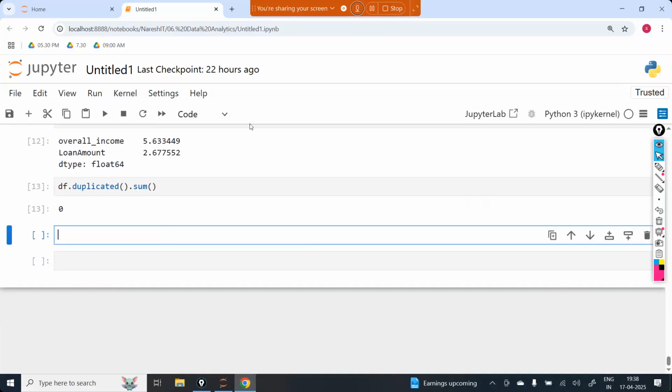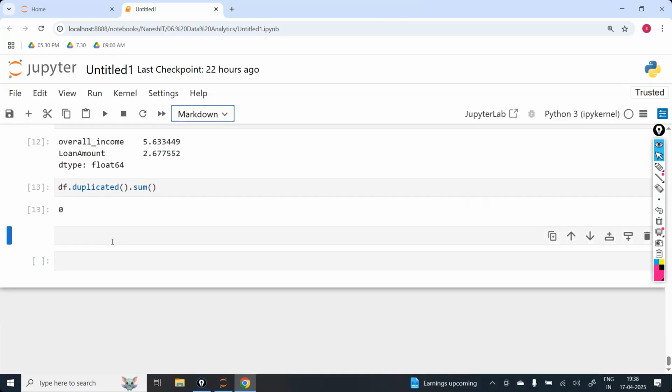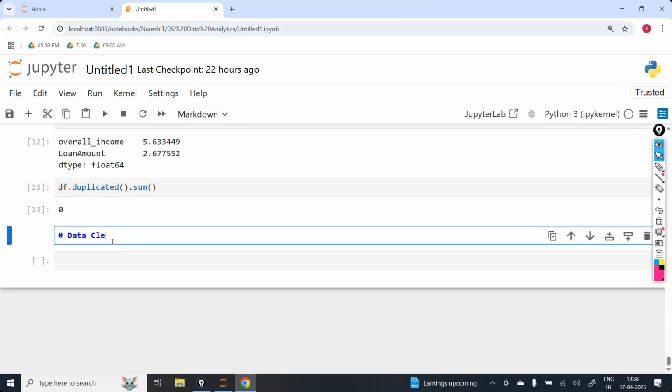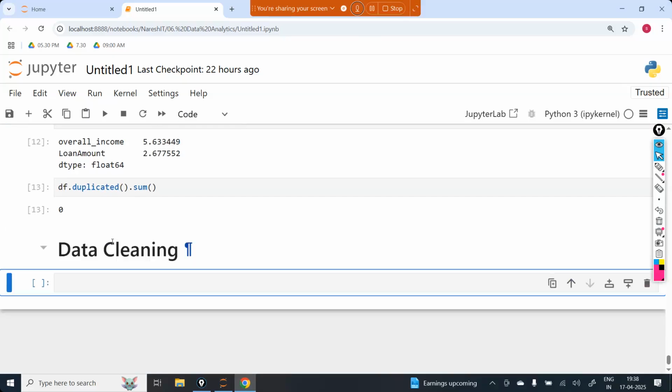Now in today's class, what we are going to do next is called data cleaning. In the last class we completed the data exploration. We explored the entire data and saw what is involved. Now we are going to do the data cleaning. What does data cleaning mean? Just treating the missing values and treating the outliers, everything one by one.